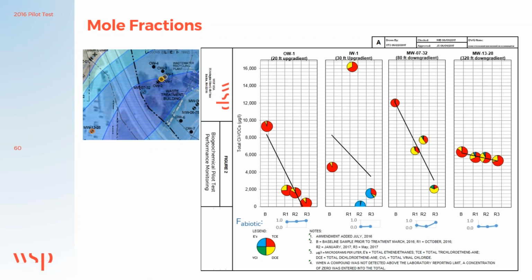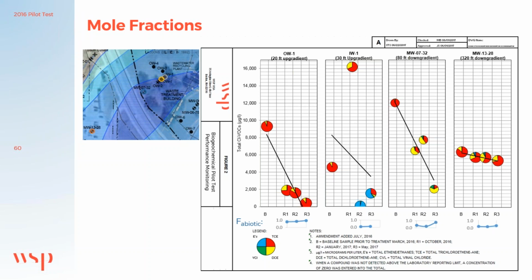Here we have added a plot of abiotic in the blue at the bottom. As you expect with OW1 data, the plot is close to 1, meaning abiotic processes dominate. IW1 and MW13 data cluster close to 0, a biotic signal. MW7 is a mixed bag.